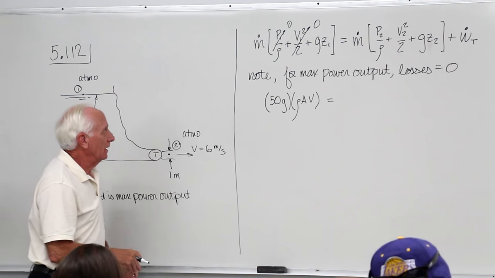Now divide through by rho. Multiply through by minus one. Plus. There it is, done. Okay, that's it.